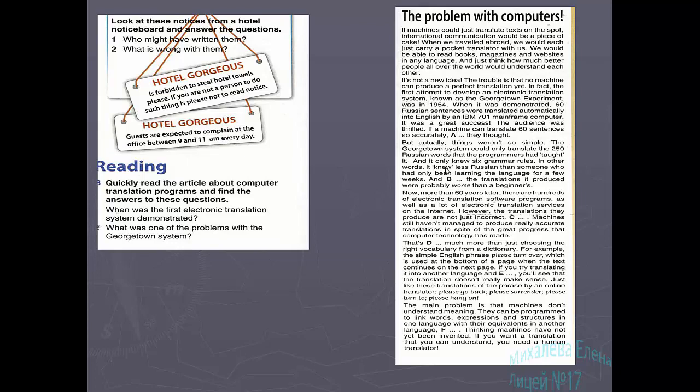The Georgetown system could only translate the 250 Russian words that the programmers had taught it. They taught it to speak only 250 words. And it only knew 6 grammar rules. In other words, it knew less Russian than someone who had only been learning the language for a few weeks.